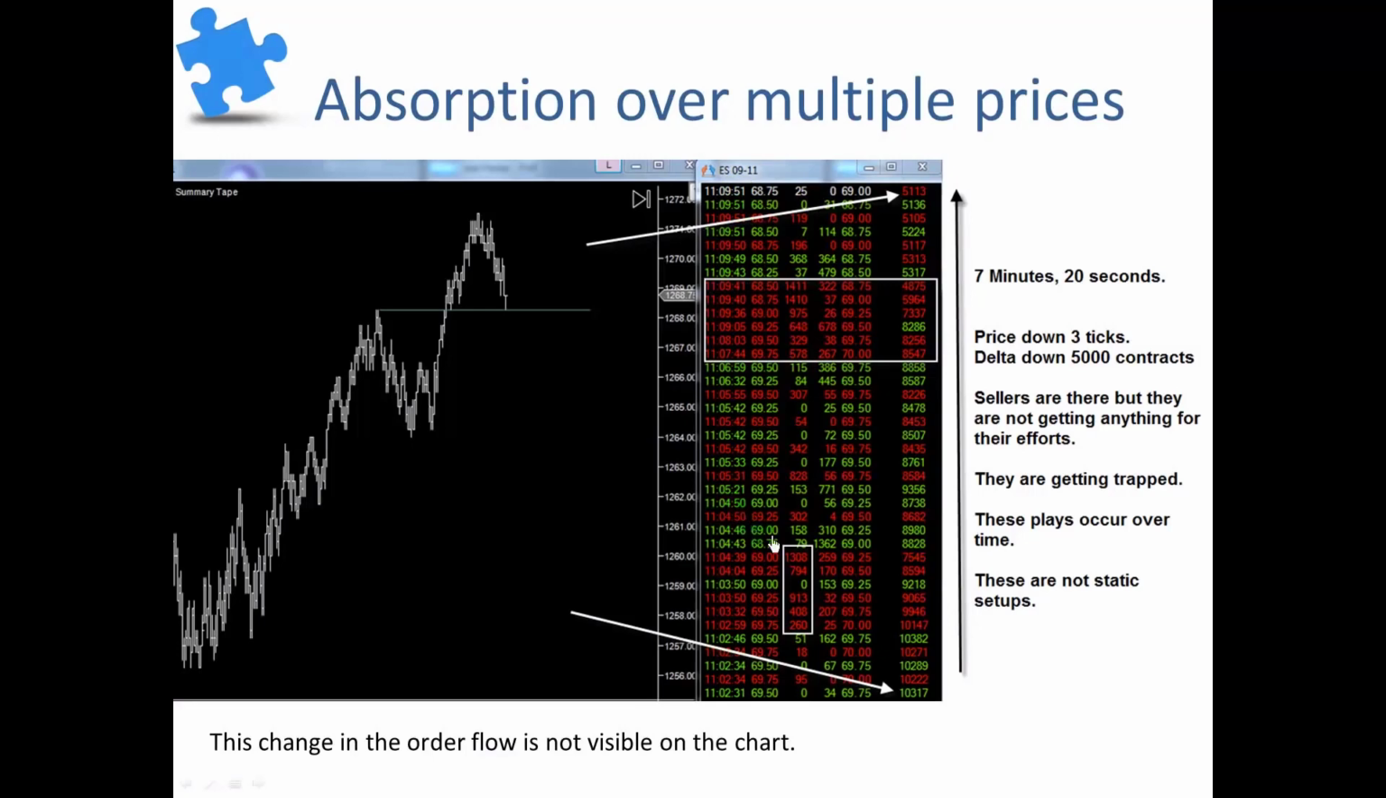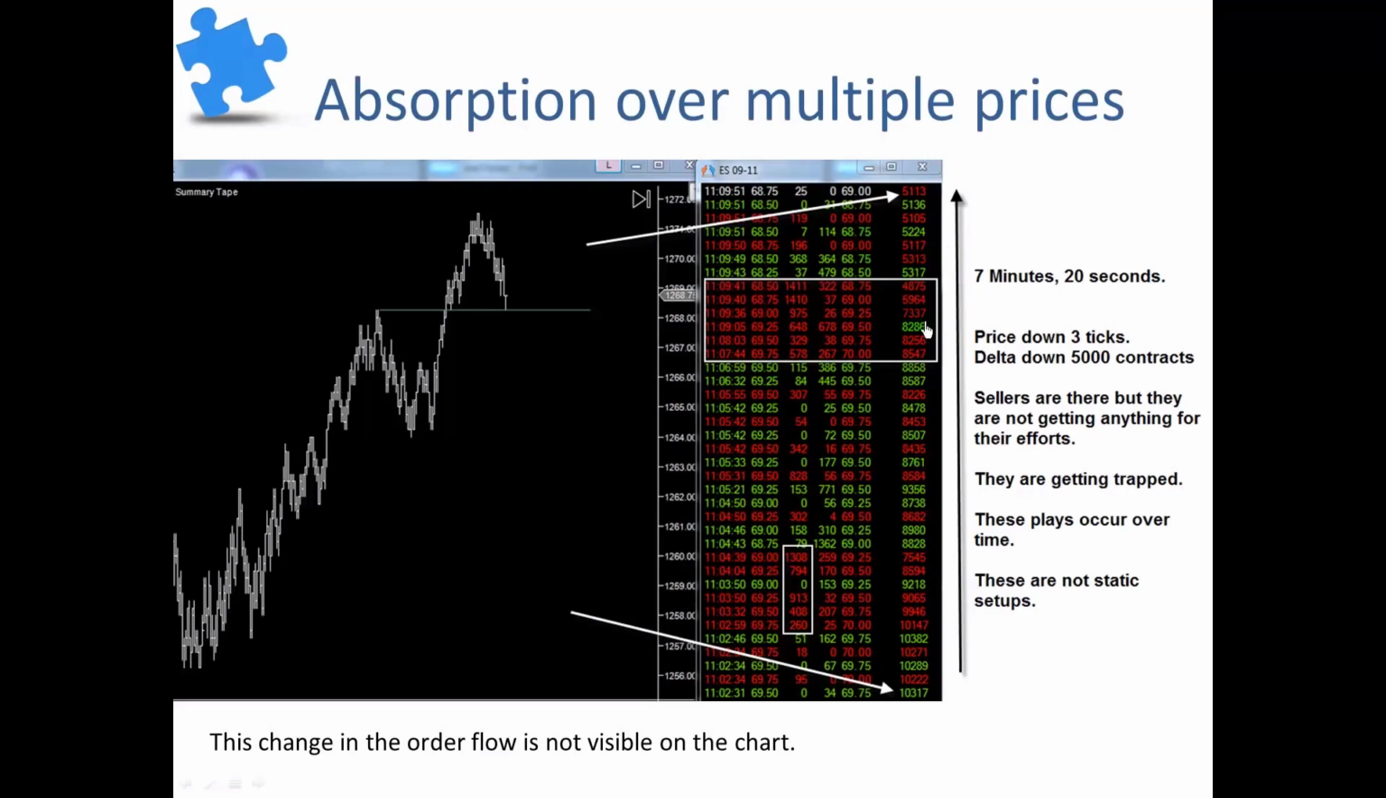The most recent action is at the top, and in this case we're just looking at 7 minutes of action from top to bottom. So if we look at this number on the right here, 10317, that's the delta. So we can see that in the 7-minute period, delta has gone down 5,000 contracts. So that's 5,000 more sell market orders than buy market orders. Price has moved down in this period 3 ticks. So I've got 69.50 at the bottom, 68.75 at the top.